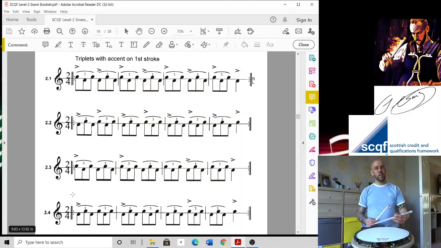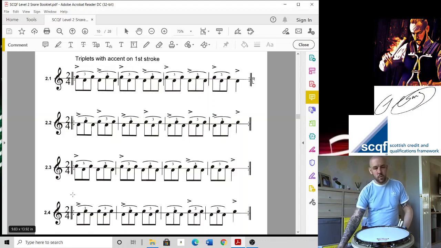Start on the left. 1, 2, 1 day, 2 day, 1 day, 2 day, 1 day, 2. And I'll do that line again. Done. And that would be the whole page.